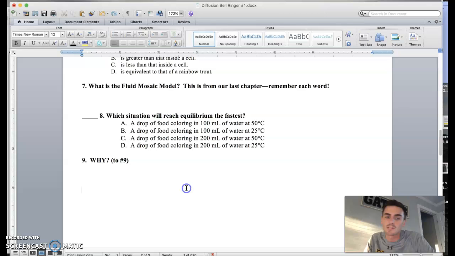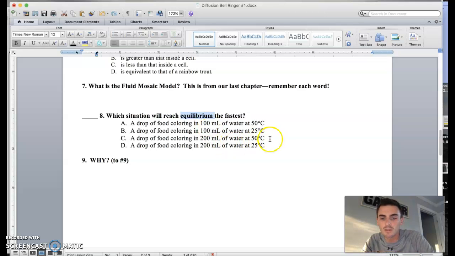Number 8 talks about a specific question with diffusion. If we go look, this one says which one will reach equilibrium, where if we drop a red piece of food coloring, when will it be even throughout?